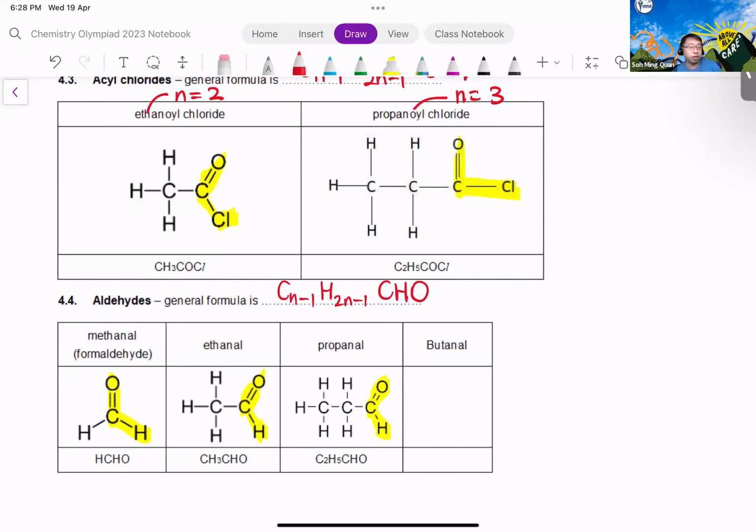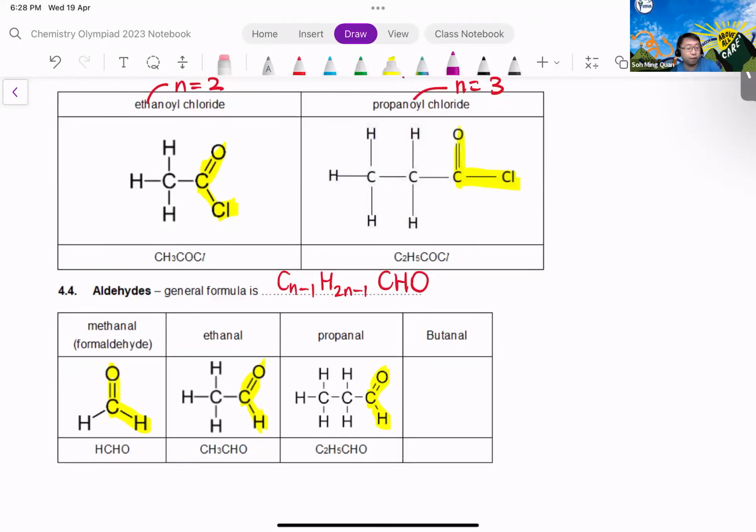So now you can draw butanal. Butanal is 4 carbons. So 1, 2, 3, 4. All right, then you draw the functional group like that. Then you just have to fill up everything else with hydrogens. Okay, so this is C3H7CHO. All right.